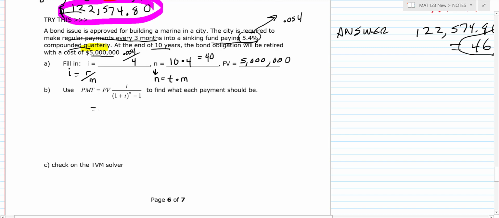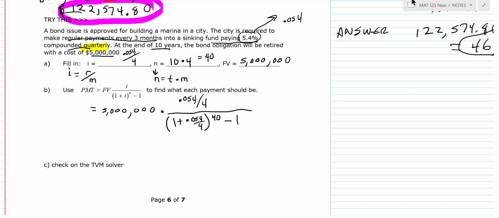So now we're going to put it in. The future value is $5 million, and then times, and it's going to go like this. The interest is 0.054 over 4. The denominator goes like this. It's 1 plus the interest again, 0.054 over 4, to the N power. N is 40, and then minus 1. Now we're going to do that on the calculator. And you can do this in multiple steps. What I generally find students do best on is if you just work with this problem in 3 steps. You don't have to, but it's just the way I'm going to show this.